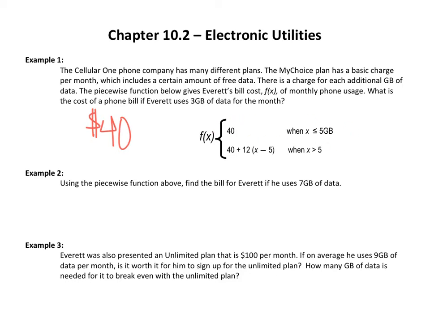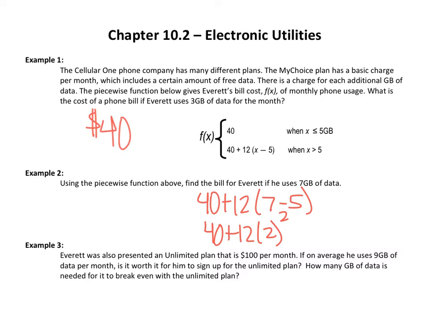Now, what about example 2? What if he uses 7 gigabytes? Now, 7 gigabytes puts us in a different area here. Since it's over 5, we want to look at this one. This is our new function we're going to use. So all we're going to do is take 7 and plug it into X. If I write this out, 40 plus 12 times (7 minus 5). Well, 7 minus 5 is 2. So I have 40 plus 12 times 2. Well, 12 times 2 is 24, plus 40 equals $64.